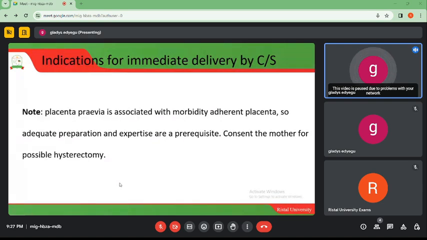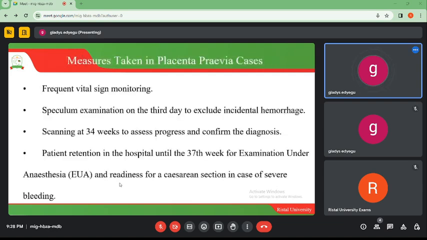Then I said we have to note this, that placenta previa is associated with morbidity, adherent placenta. So adequate preparation and expertise are a prerequisite, and we need to consent the mother for possible hysterectomy. In relation to adherent placenta, the mother may end up with a possible hysterectomy because the placenta cannot be delivered. So the mother may lose her uterus, and we need to prepare her for those possible outcomes. Then what are the measures that should be taken in placenta previa cases?